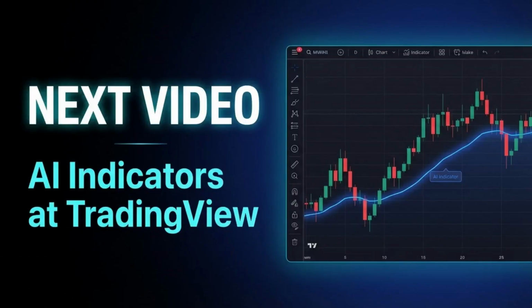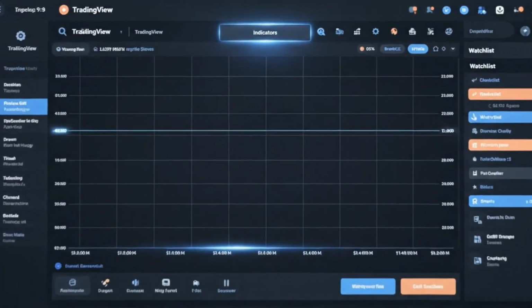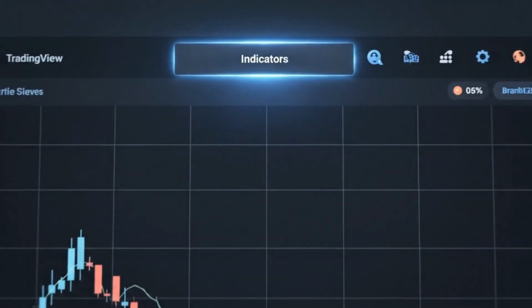In the next video, I'll show you real AI indicators inside TradingView, how they work, how to apply them, and how traders actually use them in real analysis.